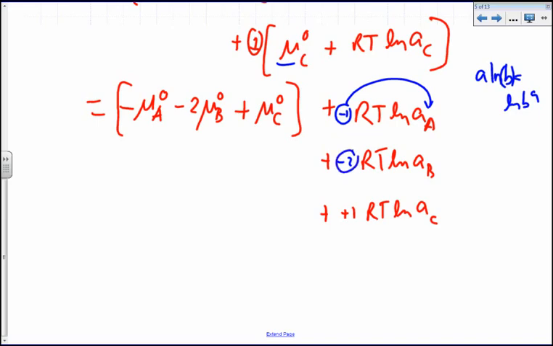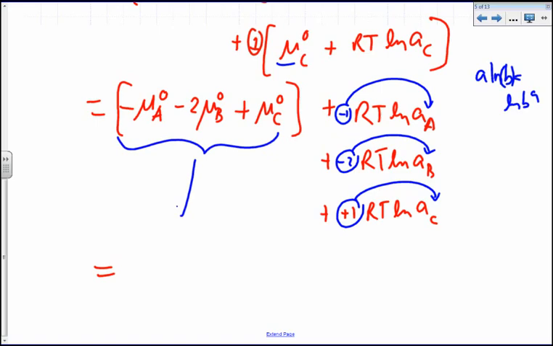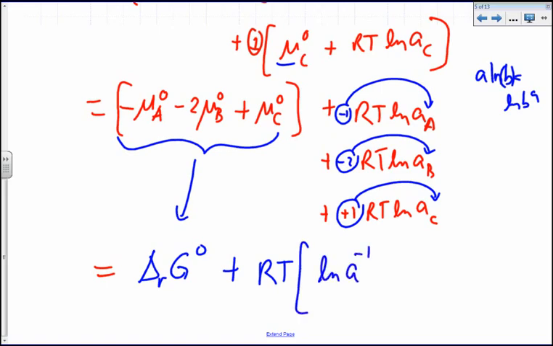So I'm going to move this over here and move this over here. So this becomes, what is this right here? That's just standard delta G for the reaction. Delta G naught for the reaction plus, I can factor out my RT, natural log of activity of A to the -1, plus natural log of activity of B to the -2 power, plus natural log of activity of C to the +1 power.